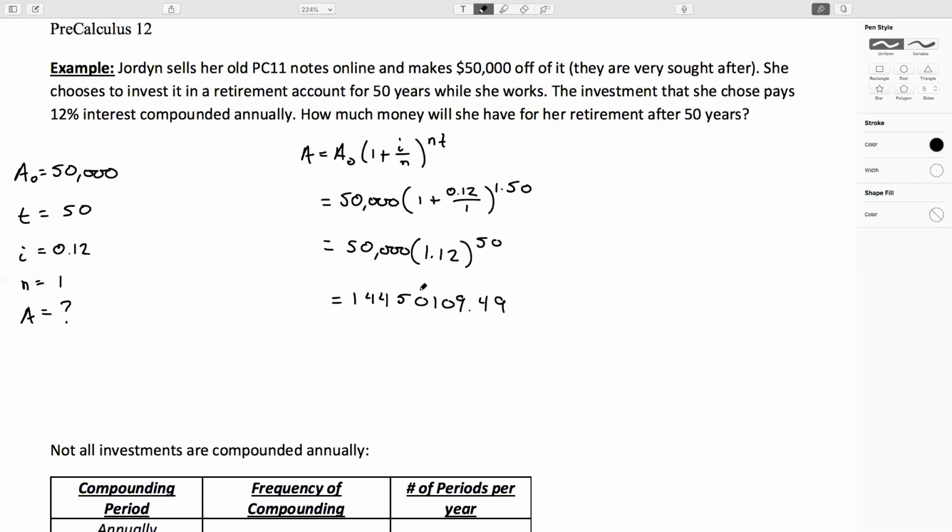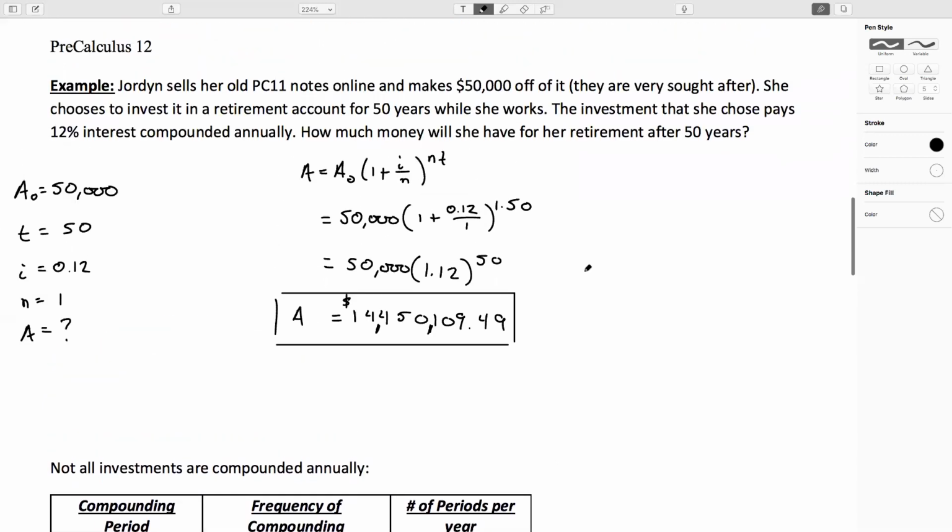So that means that after 50 years, Jordan's money will grow to $14,450,109.49. No, I'm not kidding. That is actually how much money she's going to have. If you have money, making money is fairly straightforward. It's getting the money in the first place that's the hard part. If somebody wants to lend me $1 million, I'll gladly pay them back, but I don't have $1 million to throw in the bank account right now to invest. So having money makes getting money much, much, much easier.